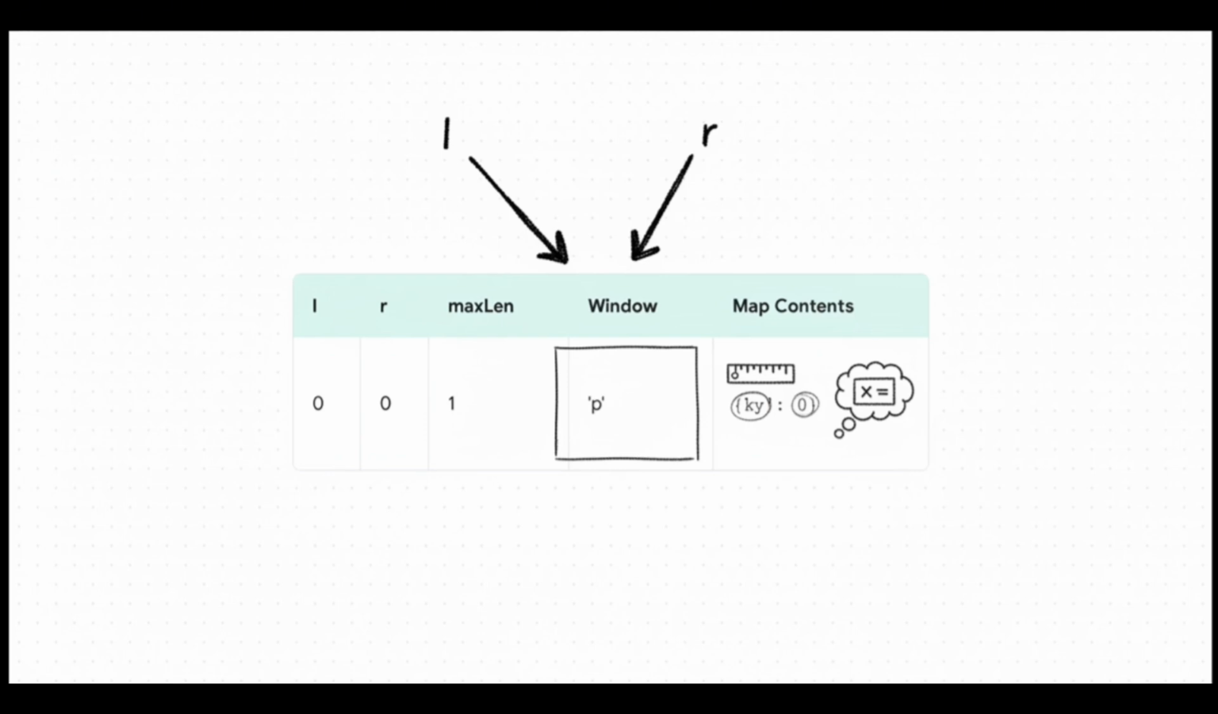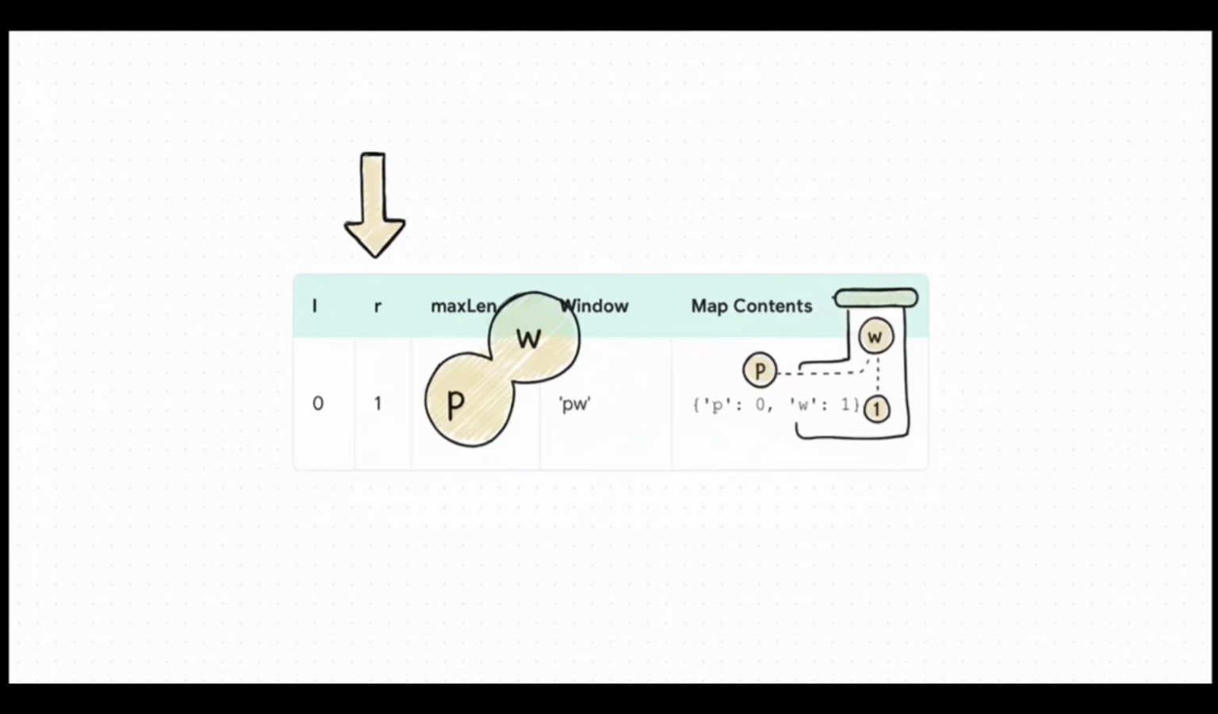The right pointer looks at the first character, P. It's new to us, so our window is just P. Our max length is now 1, and we store in our map, our memory, that we saw P at index 0. Simple enough, right? Now the right pointer slides over 1 spot to W. So far so good, no repeats.